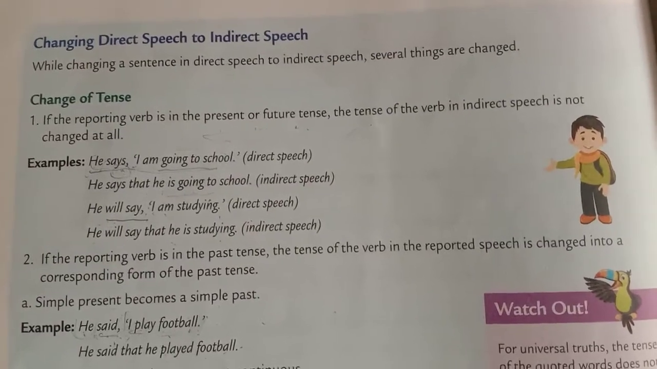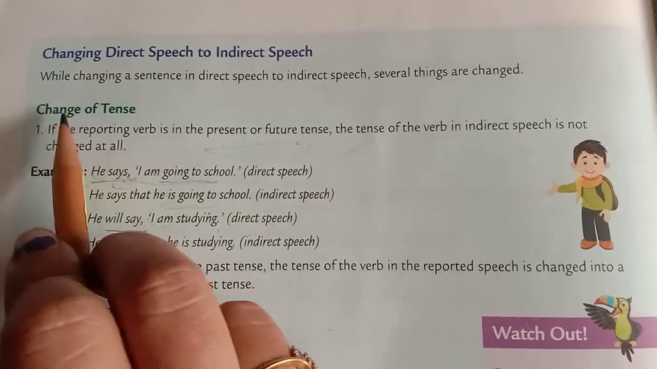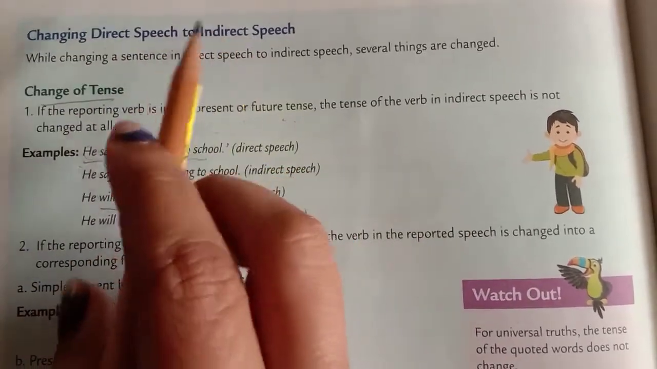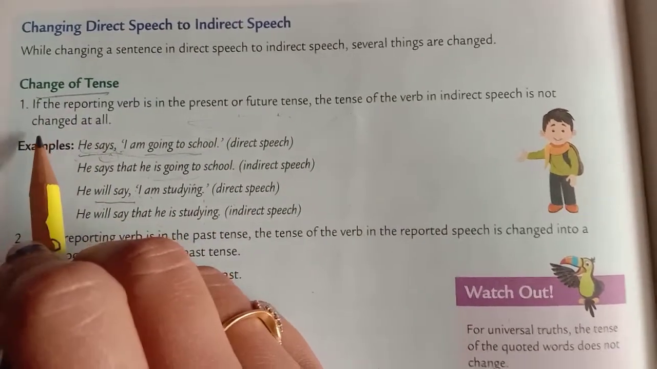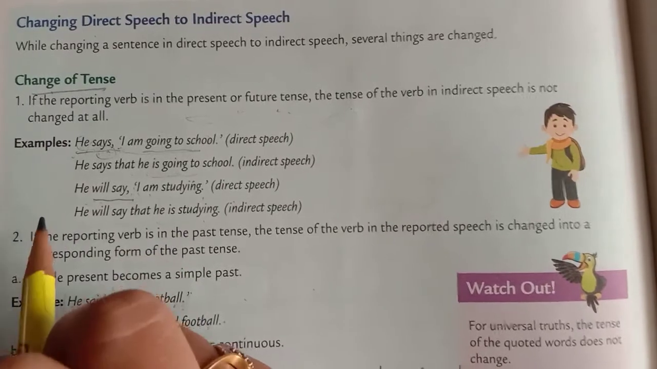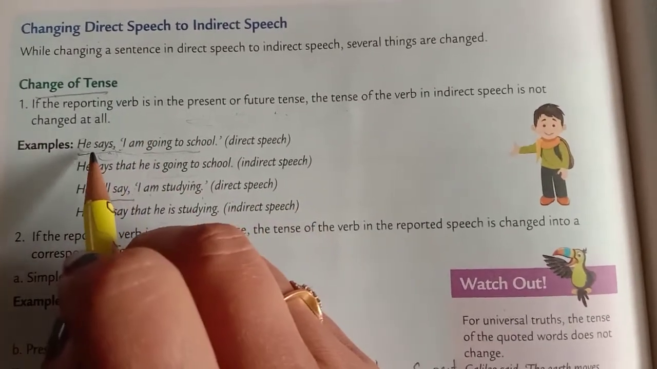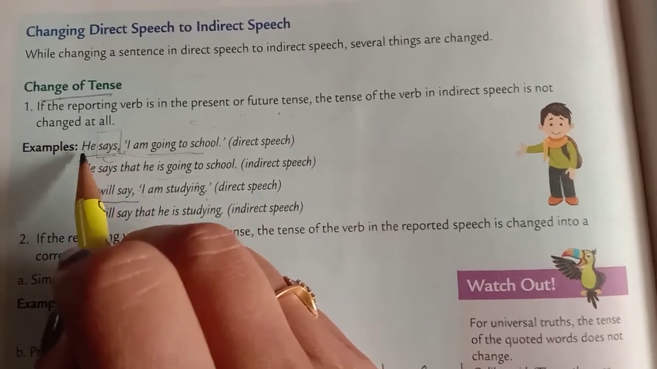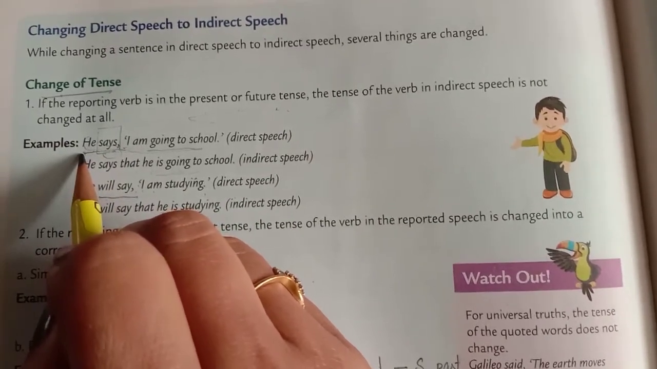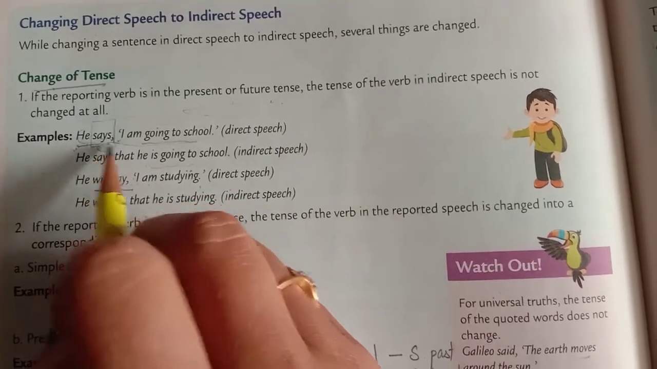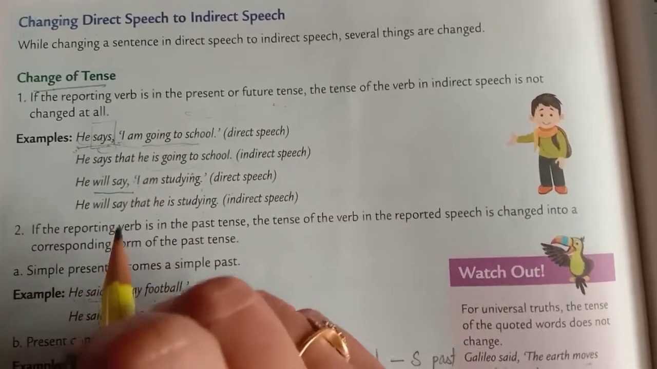The first rule that we must keep in mind is the tense. Whenever you are converting a direct speech to indirect speech, the tense has to change. And how it has to change? We have to look into a lot of rules. First, we will look at the tense of the reporting verb, the verb which is being used along with the speaker. So the tense of the reporting verb defines the tense of the whole sentence of the indirect speech.